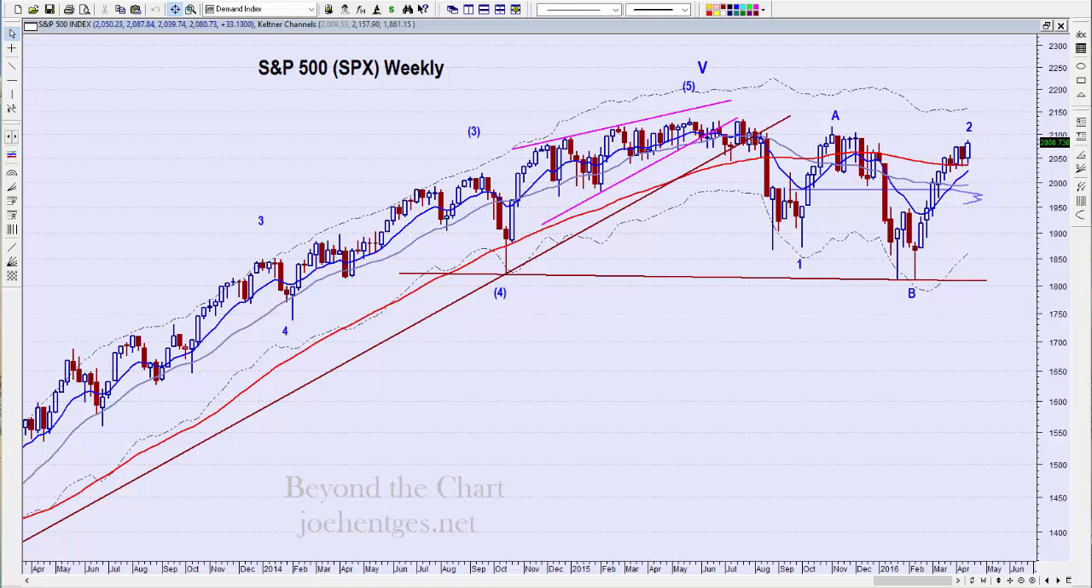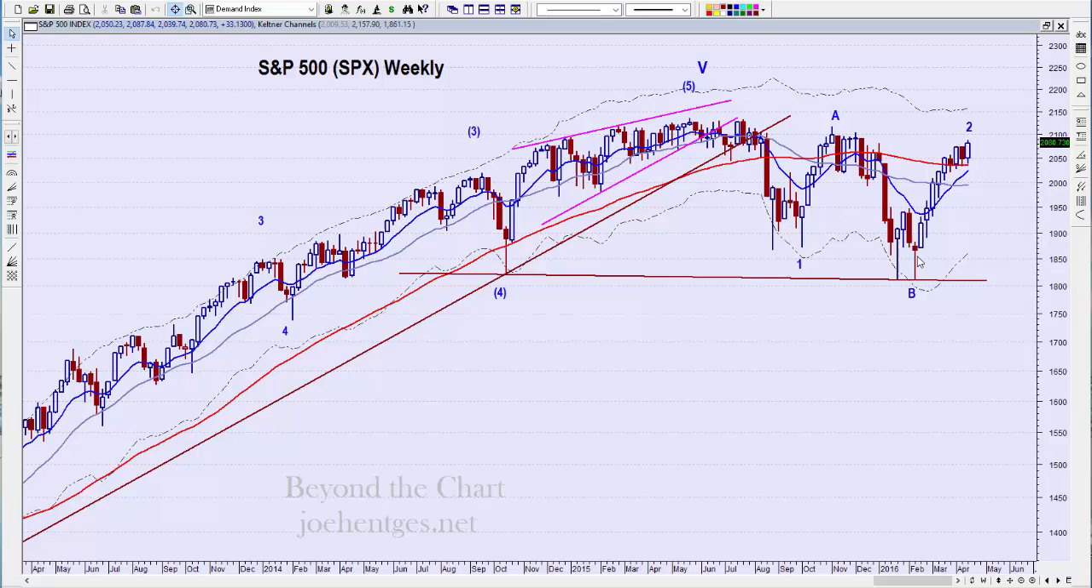Now, again, like I've talked about before, this whole bearish scenario becomes invalidated if we take out the high back in May of 2015. Now, we haven't done it yet. We didn't do it back here in November. We haven't done it here. We haven't even taken out the November high yet either.